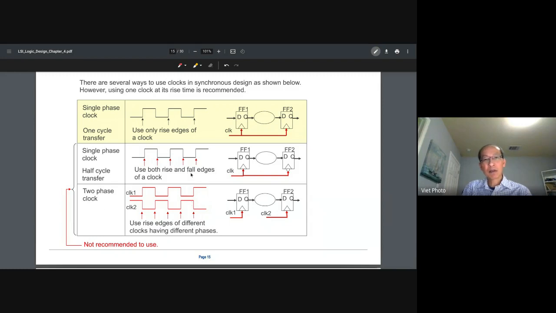So these two, number 2 and number 3, are rarely used.